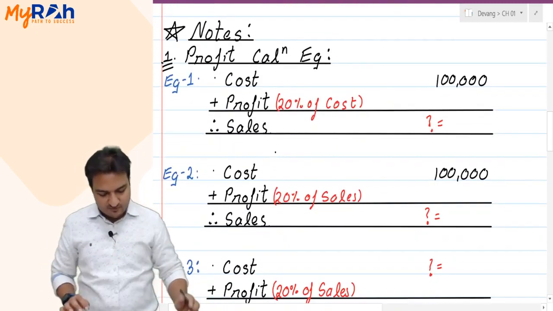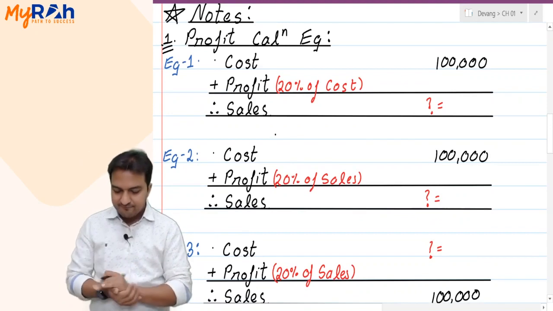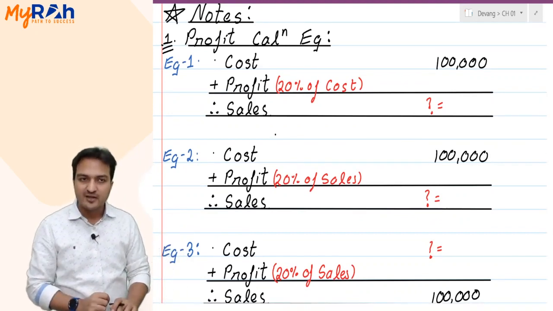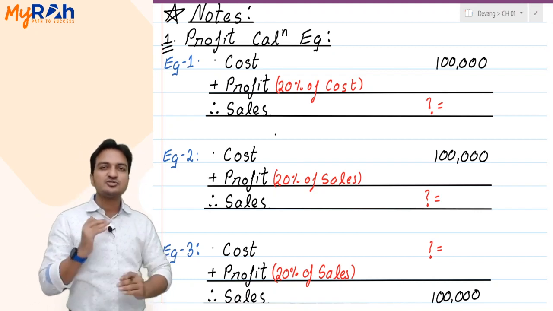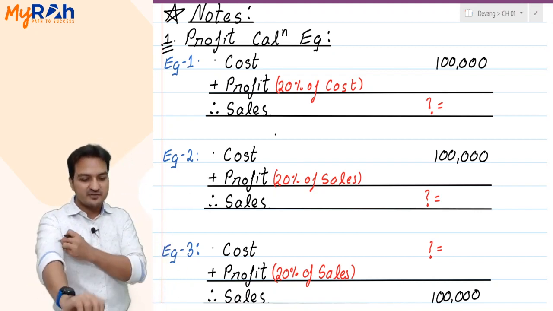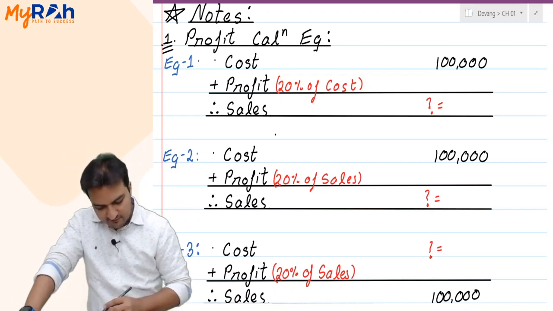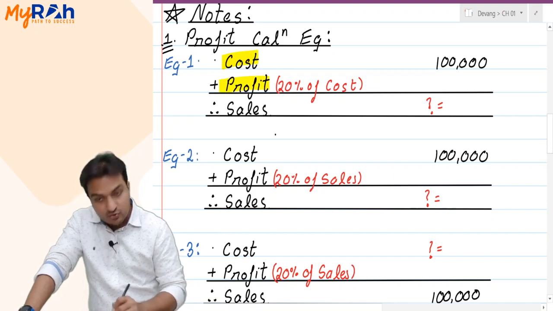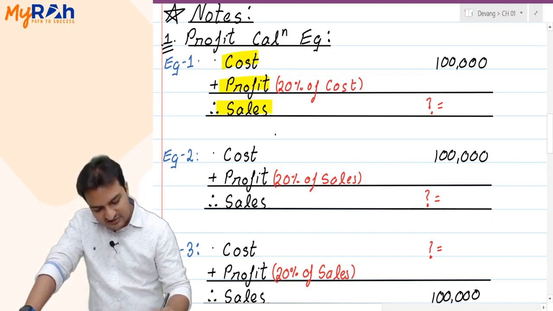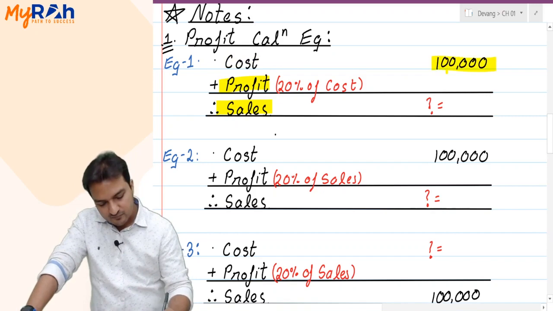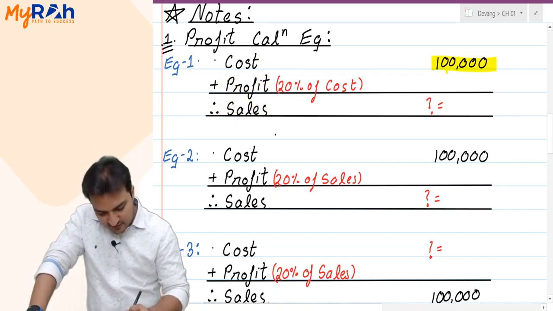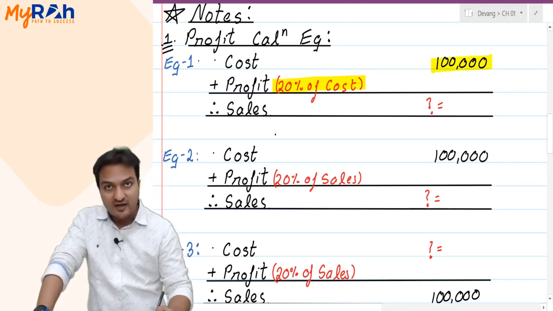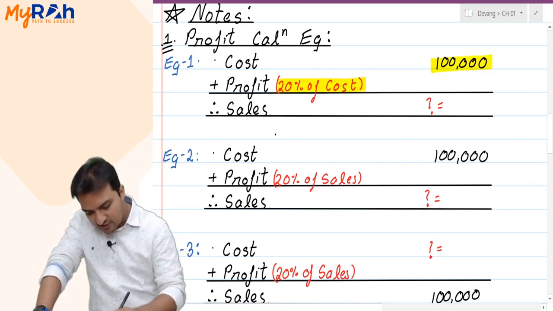Notice, first you observe, then you copy down. So in my note number one, I give you four more examples just to practice that profit calculation. Simple examples. Look, example one is a pretty direct example. I'm giving you cost. You need to add profit and find the sales. Cost is given 1 lakh. Profit, I say, should be 20% of cost.